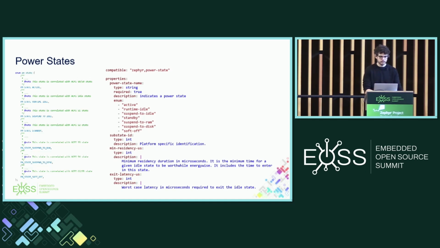So on the other side, you can see the definition of the power state in C, and in this declaration, you will find a description of which states it's equivalent to, a description of the state, and the equivalence to ACPI when you are trying to do this map.